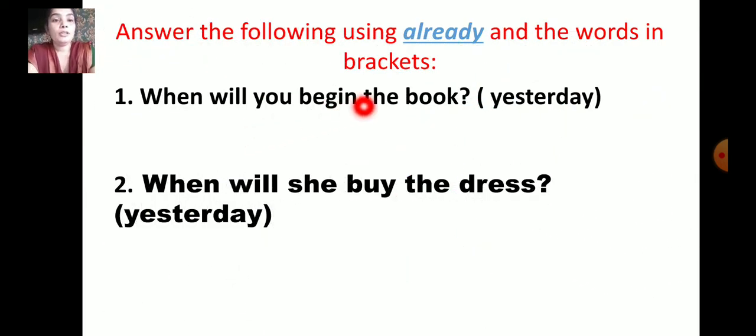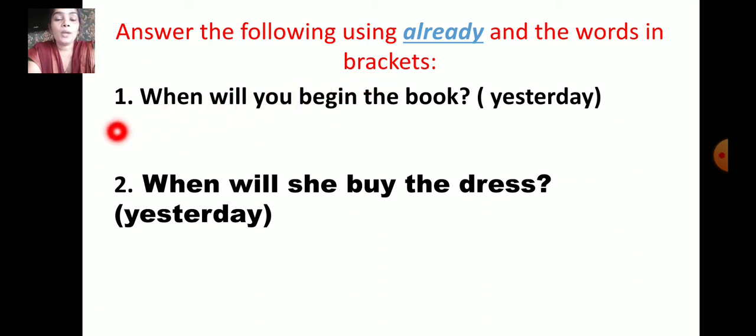Answer the following using already. So we know the answers already, before itself, right? The meaning of already is before itself. So do we know the answers already? Yes, we all have learned all the chapters already, so we know the answers already. So answer the following using already and the words in the brackets.